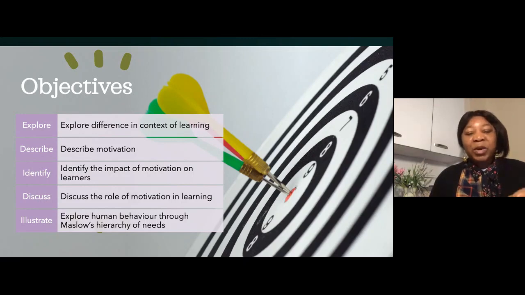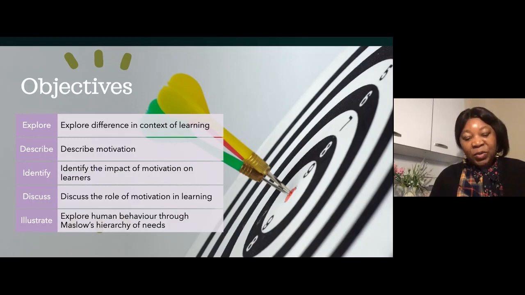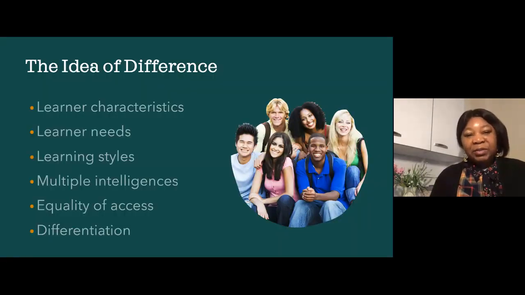All right, so today we're going to explore difference in the context of learning. We'll describe motivation and look at the impact of motivation on learners. We'll look at the role of motivation in learning and explore human behavior. We tested your motivation, and then we will explore Maslow's hierarchy of needs so that you can understand where you are. What are the things that motivate you? Are they very low things, or are they high level items that motivate you?